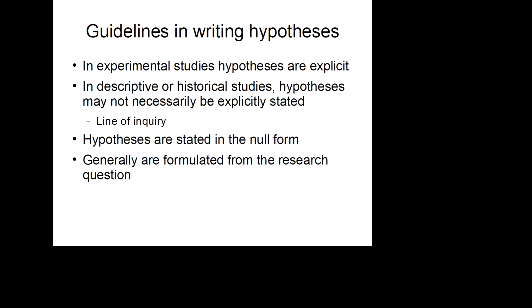So guidelines in writing hypothesis. In experimental studies, hypotheses are explicit. In descriptive and historical studies, hypotheses are not explicitly stated. They are usually implied. And instead of stating the hypothesis directly, they usually show a line of inquiry. So line of inquiry is the type of questions or the type of answers that you're looking for.